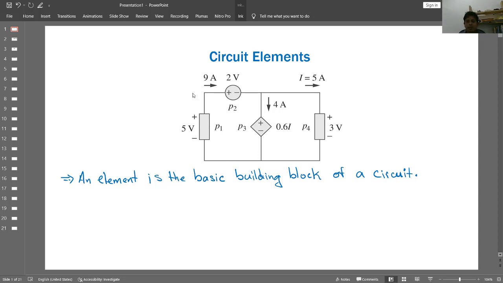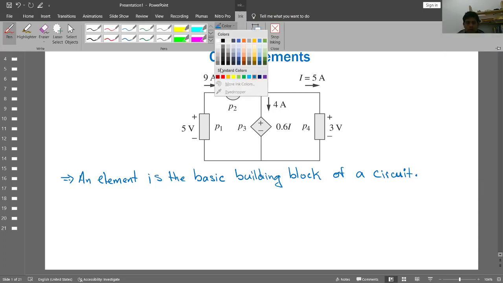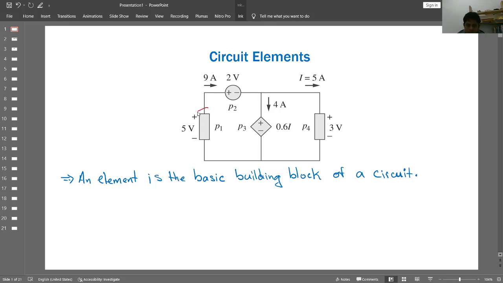So in this circuit here, this is an example of a circuit, and so we can find the number of elements that are in here. So we can say that this is one element, this is another element here, this is another one, and finally we have the last one. So that means that this circuit consists of a total of 4 elements.